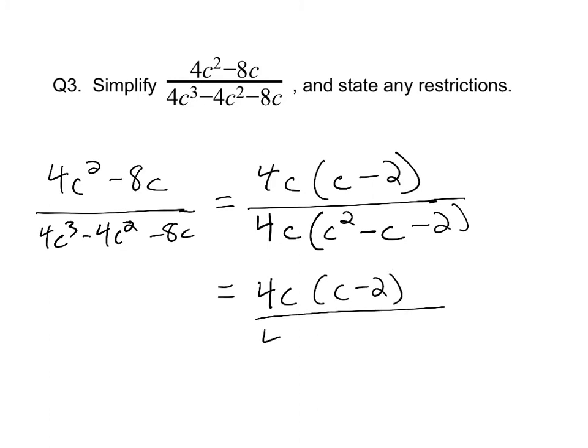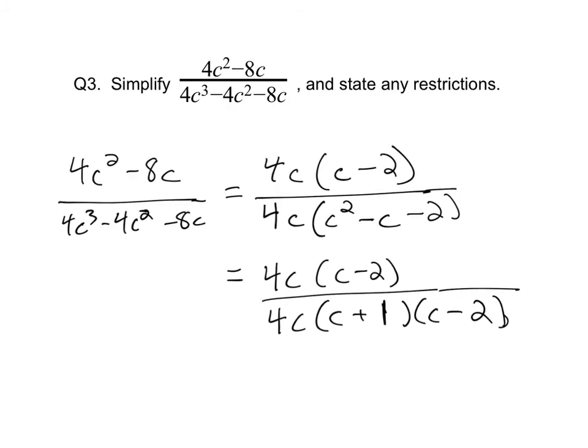Well, this denominator will factor a little bit further. So c squared minus c minus 2. So are there two terms which I can multiply together to give me that expression c squared minus c minus 2? So I believe if you put c plus 1 and c minus 2, that's the factorization of c squared minus c minus 2. So now this expression has been fully factored.